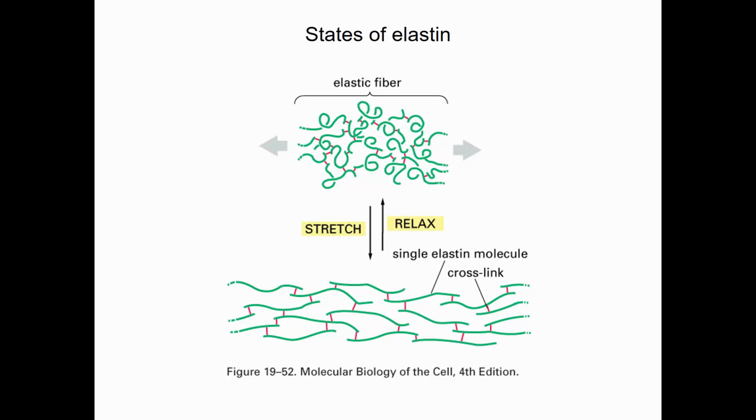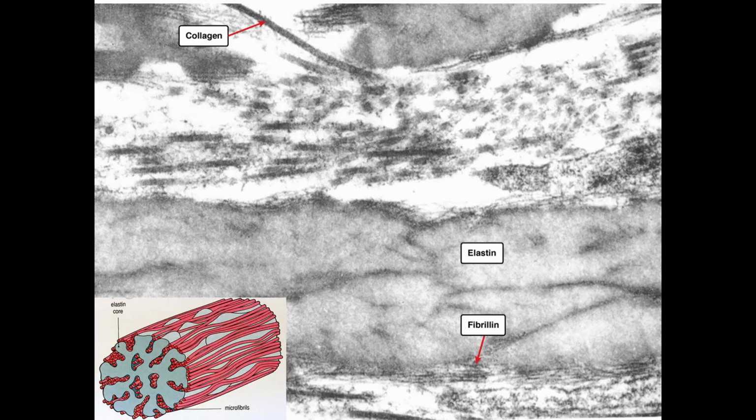Now, elastin doesn't come just by itself. It has a scaffold protein called fibrillin. So here is elastin under the electron microscope, and here are microfibrils that are made of fibrillin. And here's a schematic. So you have this elastic fiber with these microfibrils of fibrillin. And fibrillin is very important. Every place that you have elastin, you have fibrillin.